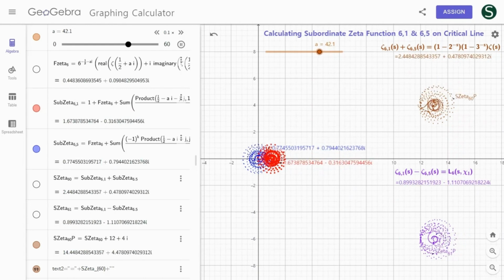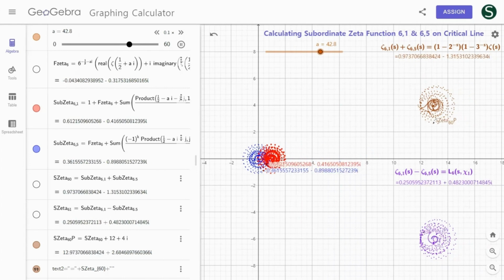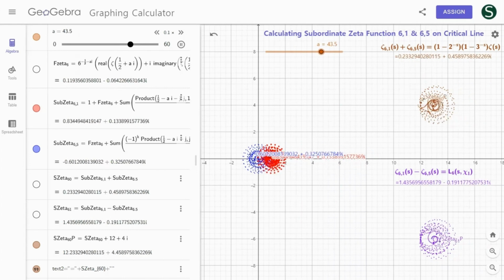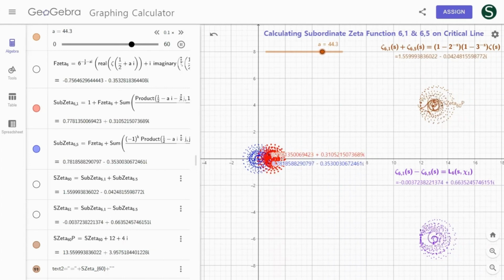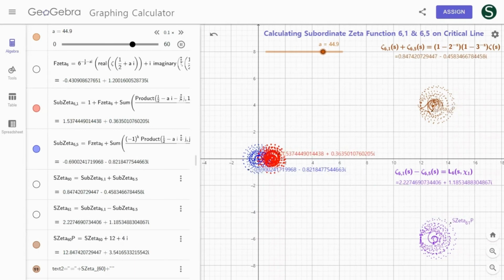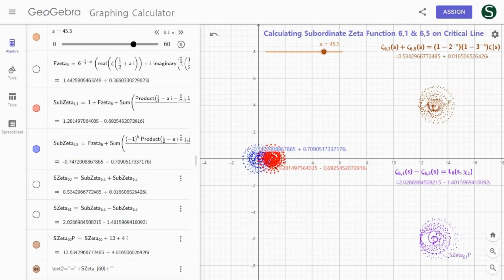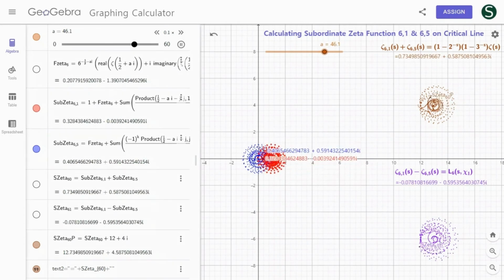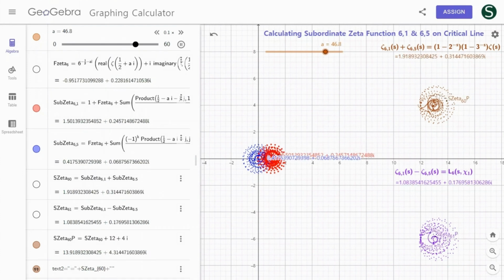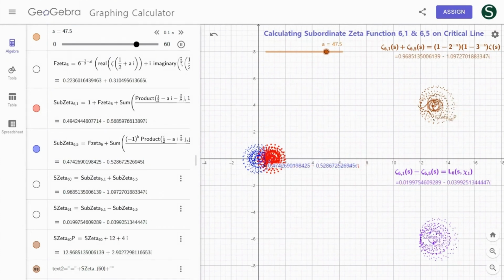The subordinate zeta functions 6,1 and 6,5 do not have zeros even when they go up along the critical line, and they are not symmetrical to each other. However, the symmetry of the subordinate zeta functions 6,1 and 6,5 makes non-trivial zeros.